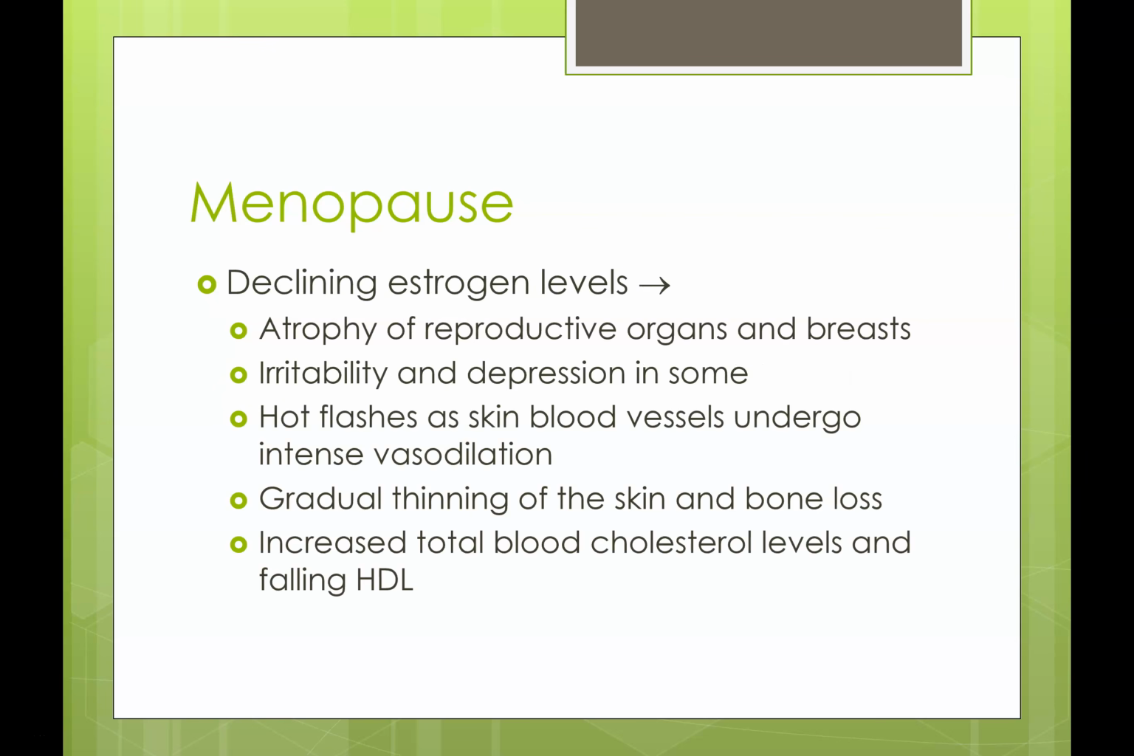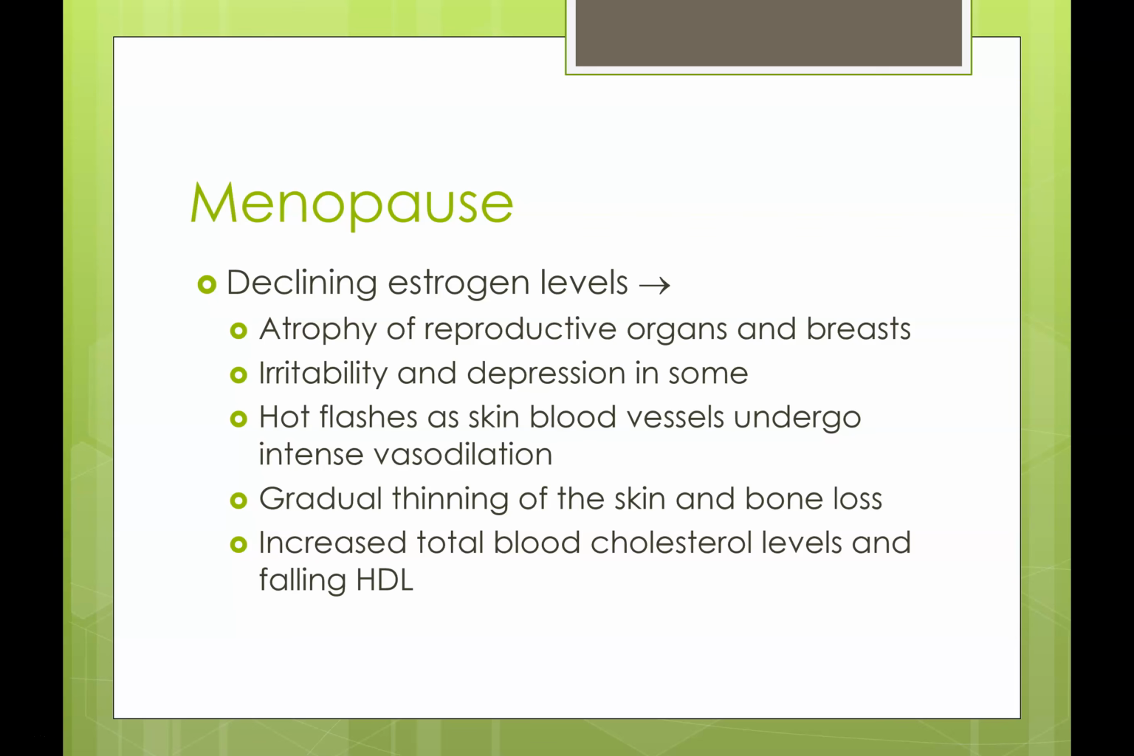So in a female, we see declining estrogen levels. We will start to see that their reproductive organs and breasts will atrophy or shrink. They will be irritable and have depression. Some will experience anxiety. Most women experience hot flashes as skin blood vessels are undergoing intense vasodilation.